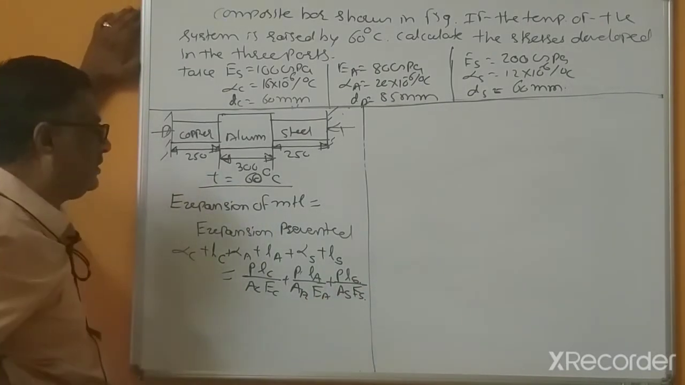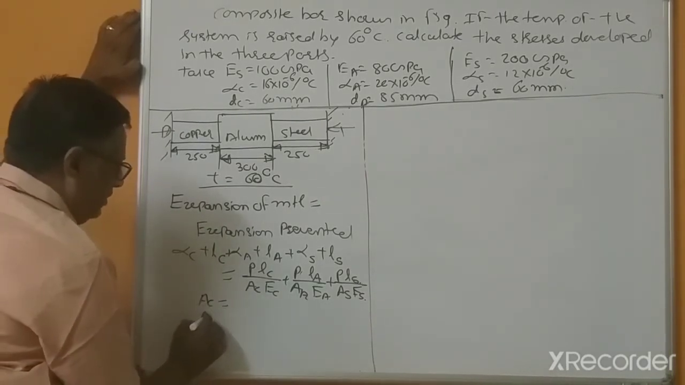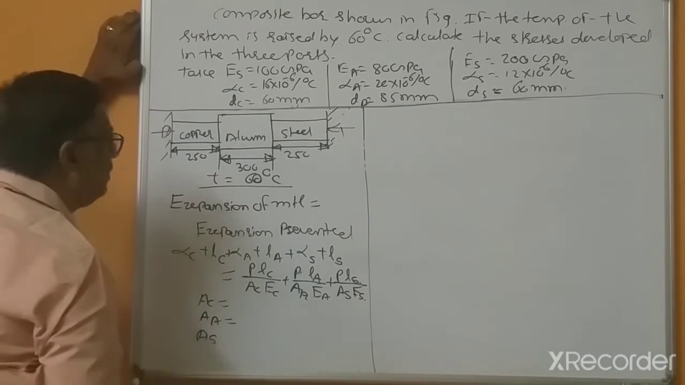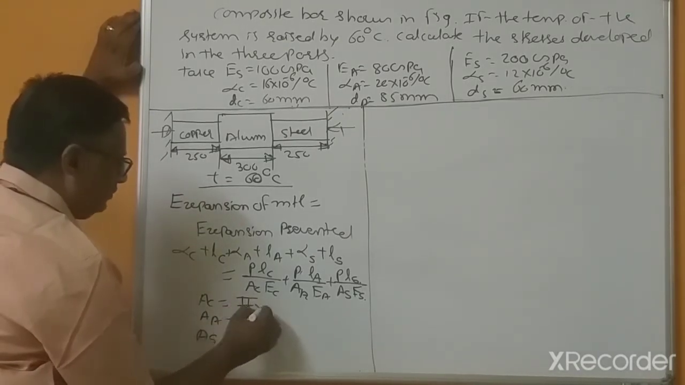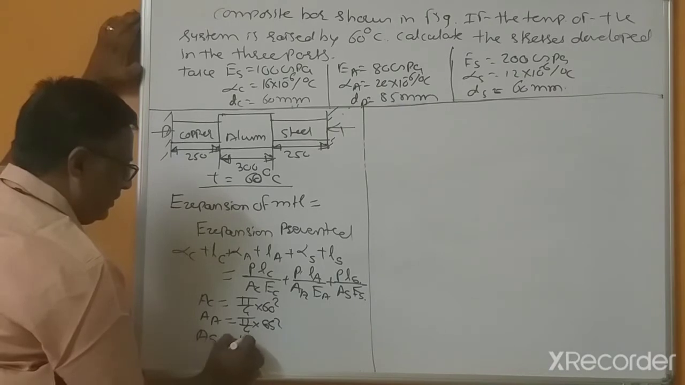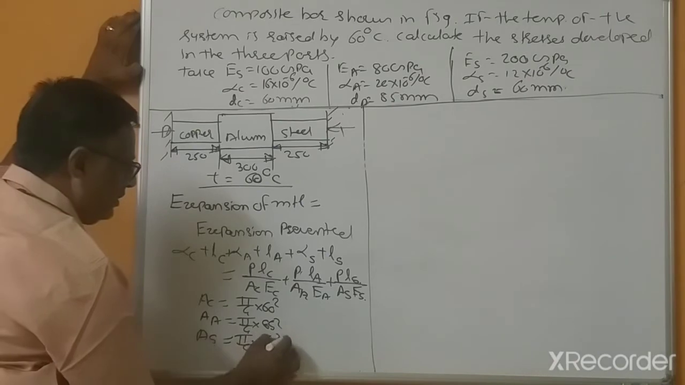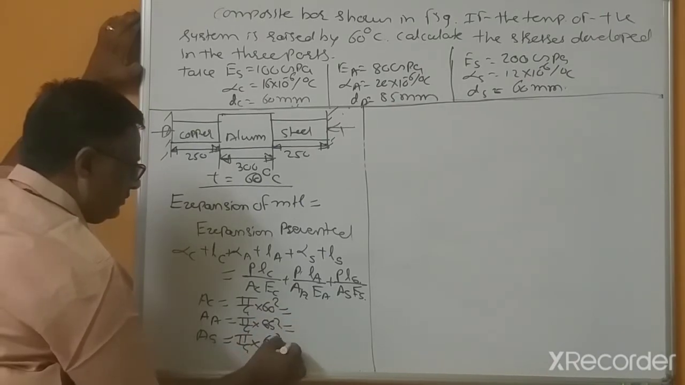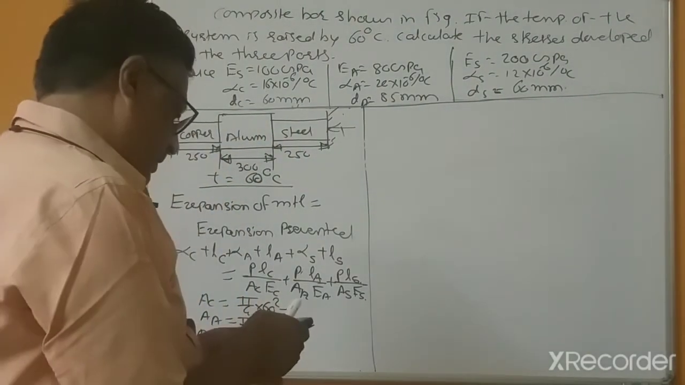So first we'll calculate AC, AA and AS. So this is pi by 4 times 60 squared, pi by 4 times 85 squared, pi by 4 that is again 60 squared. So we'll calculate this in terms of pi.